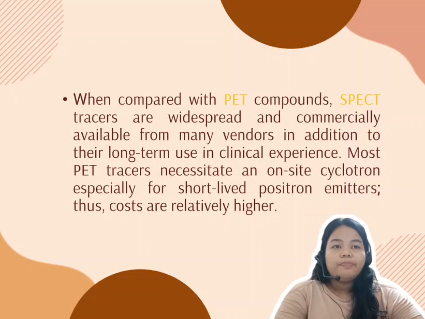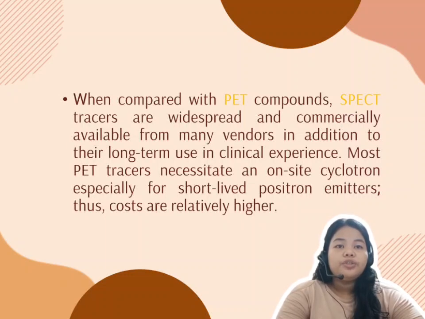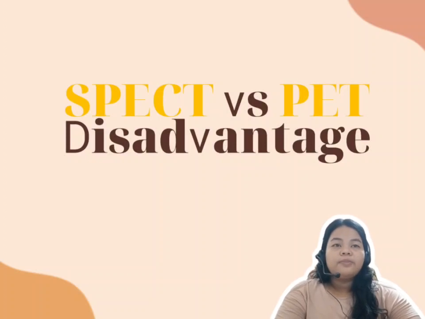When compared with PET compounds, SPECT tracers are widespread and commercially available from many vendors, in addition to their long-term use in clinical experience. Most PET tracers necessitate an on-site cyclotron, especially for short-lived positron emitters, thus cost is relatively higher. And now let us move on to SPECT versus PET disadvantages.